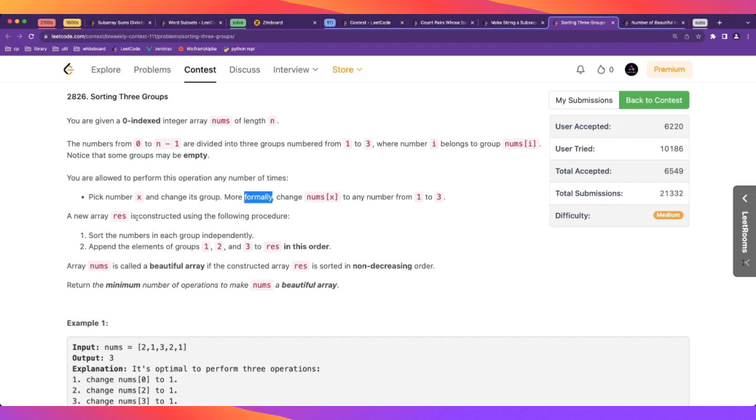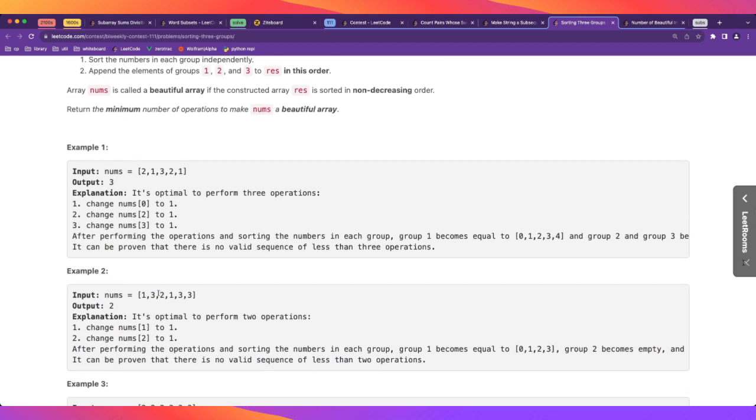A new array res is constructed using the following procedure. Sort the numbers in each group independently. Append the elements from groups 1, 2, and 3 to res in that order. And nums is called a beautiful array if the constructed array res is sorted in non-decreasing order. Return the minimum number of operations to make nums a beautiful array. So we get a nums array that has only values between 1 and 3 inclusive. Here's an example.